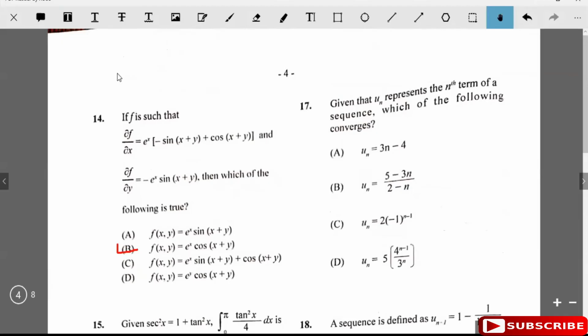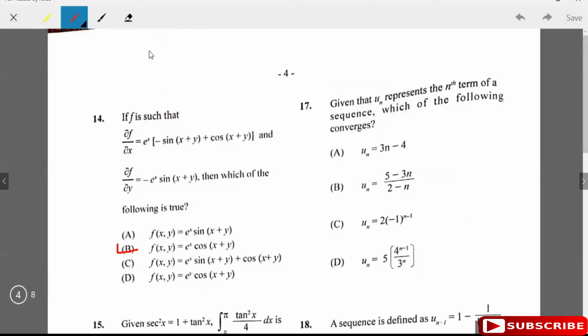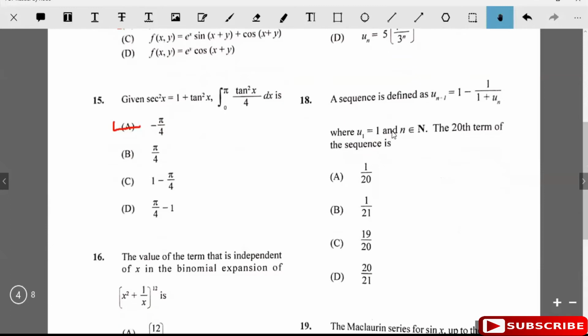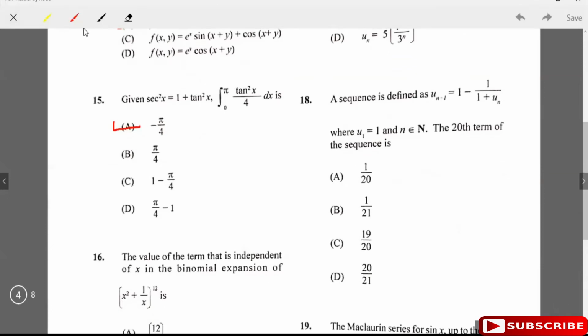So now we see in the repeat questions. Question 16, which one converges? We did that in the last question as well. So this is a repeat from 2018. Question 18, big repeat question. I believe it was 1/20. That was A. Repeat question. Easy.